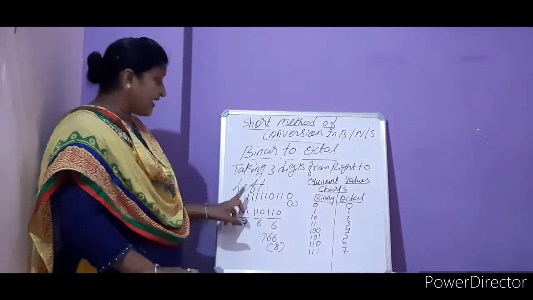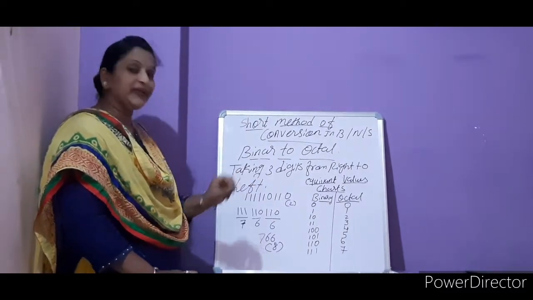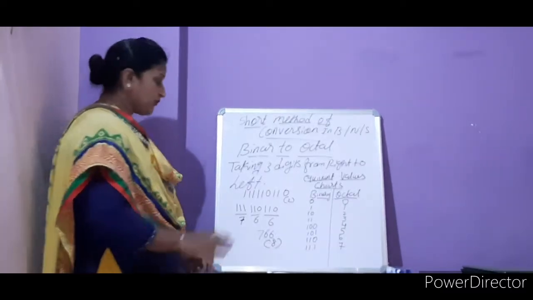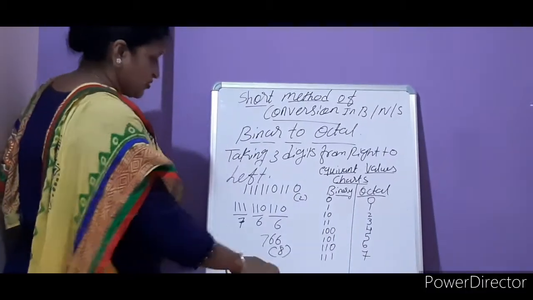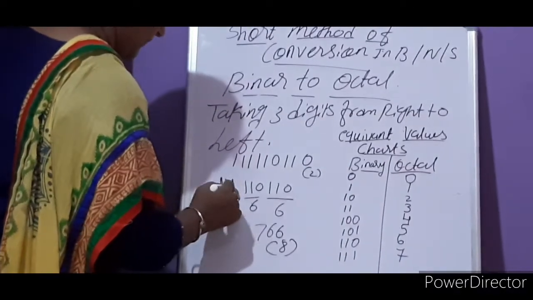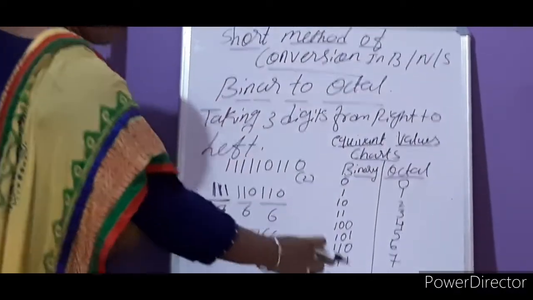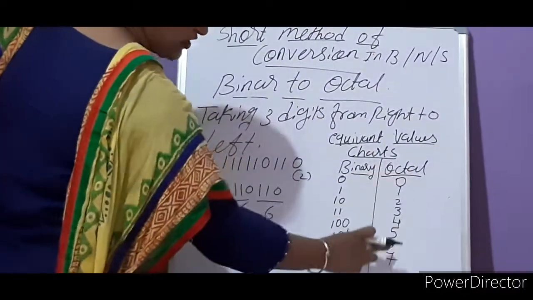So we have told that we will divide this number. It means we have to take 3 digits. So we will divide this number, this 3 and this 3 like this. So we have kept 1 1 1 here. Then 1 1 1 stands for, you can see the binary numbers here, and here you can see the octal numbers.